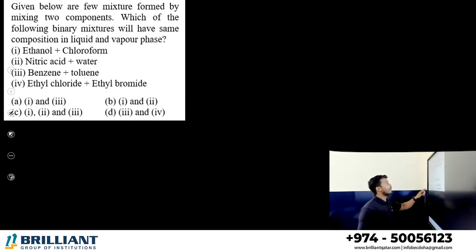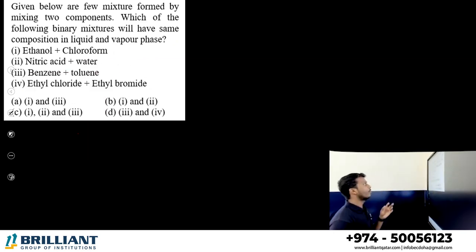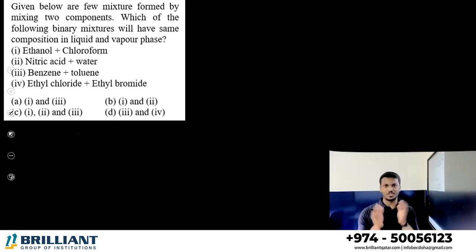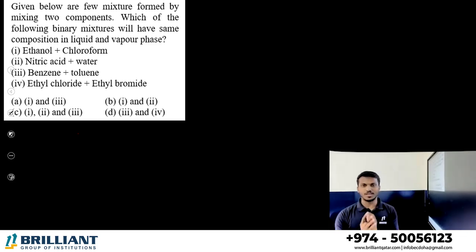Next, given below are a few mixtures formed by mixing two components. Which of the following binary mixtures will have the same composition in liquid and vapor phase? What is that? They are azeotropes, right? Azeotropes are binary mixtures which contain two substances, two solutions. They boil at a constant temperature without changing the composition.